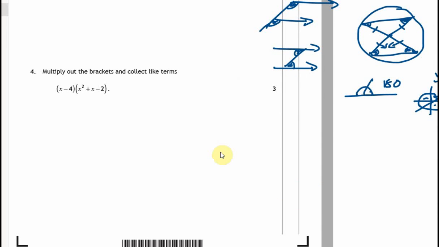Multiply the brackets out. This comes up all the time, and it's so straightforward. Now, look, the way I like to do it is I like to use my box method. Okay, I know people like FOIL. If you want to use that, that's totally fine. But I like doing it this way.